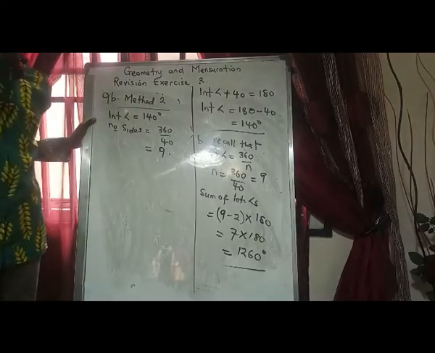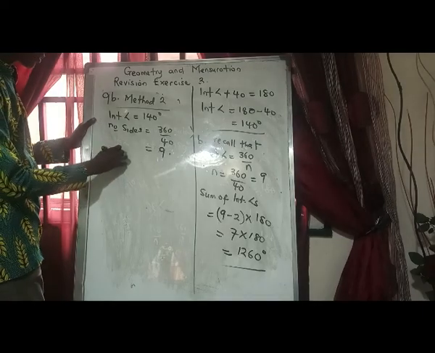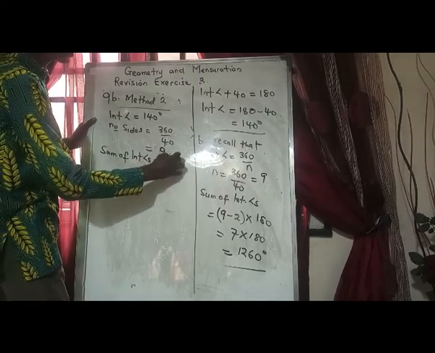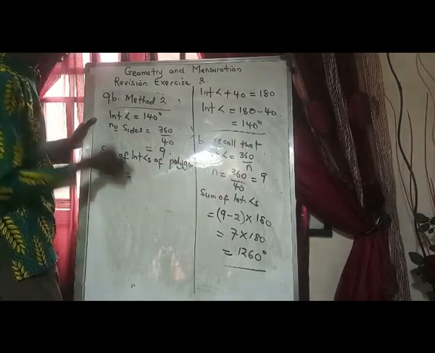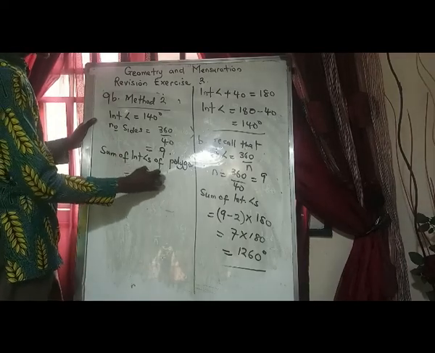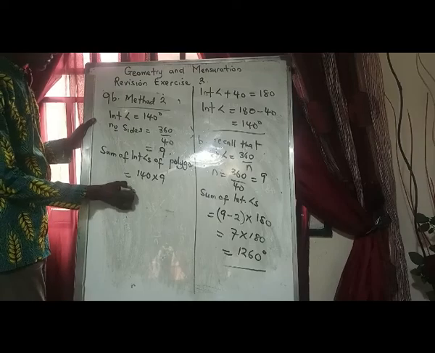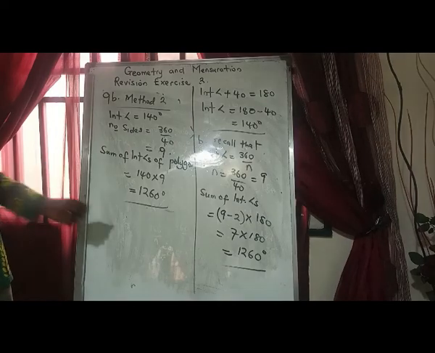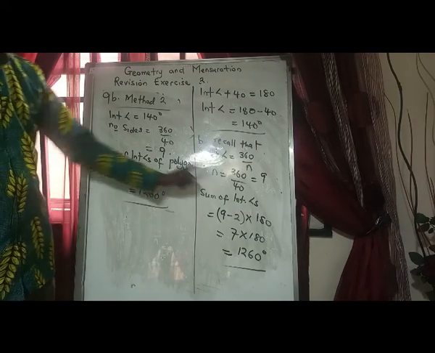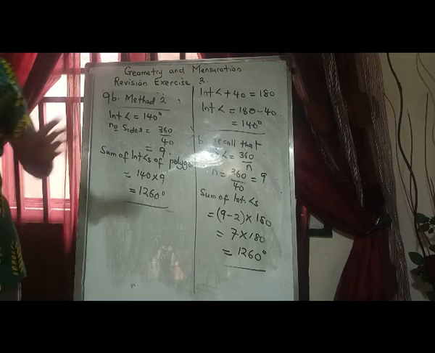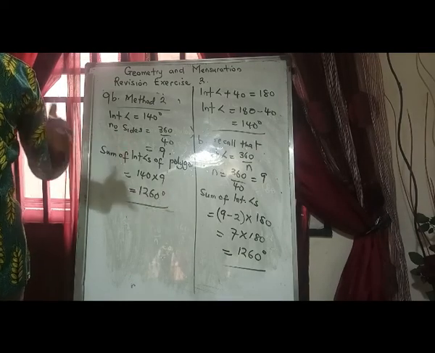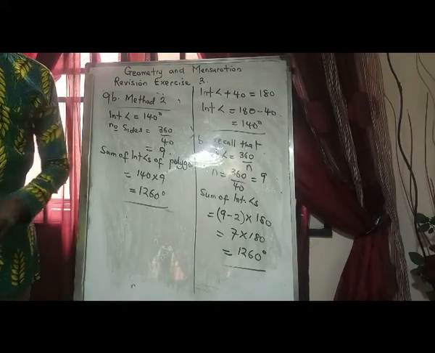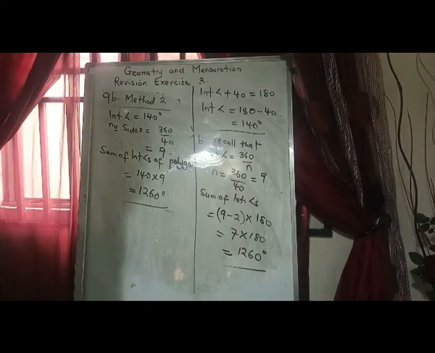Now, remember that for the interior angle to be 140 and it being a regular polygon, it means all the angles must have 140 degrees. So the sum of interior angles of the polygon will simply be 140 times 9. And 140 times 9 will give me this same answer. So if you don't use this method, you can use this method. Whether you're using this method or this method, you will get the same answer. And that's something very wonderful about maths. No matter the method you use, as long as the logical approach is right, you must get the same answer. Alright, so that takes care of that.